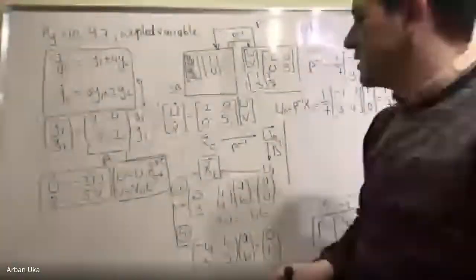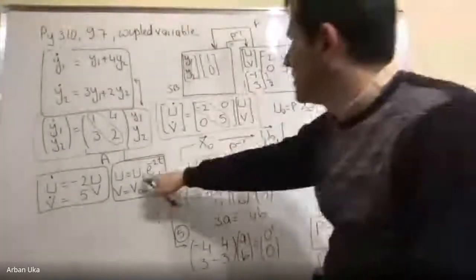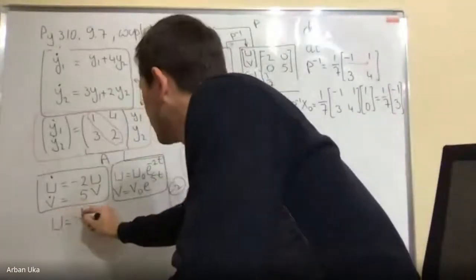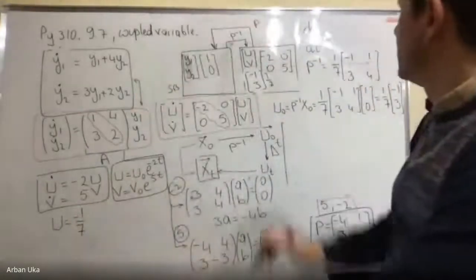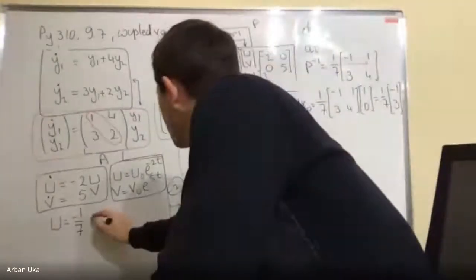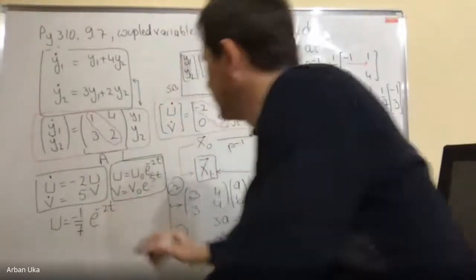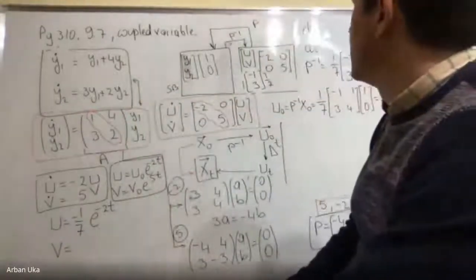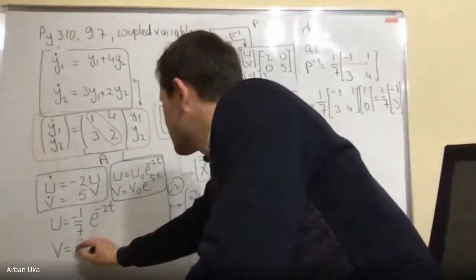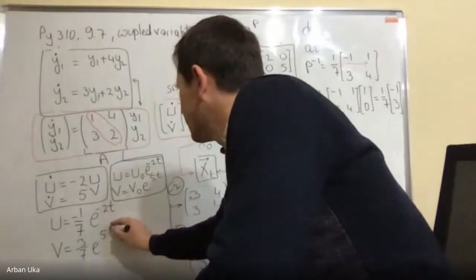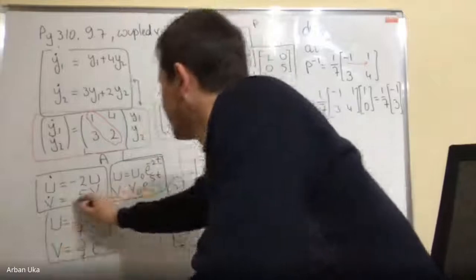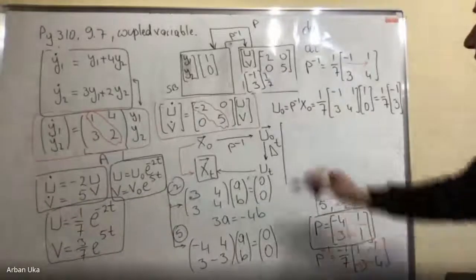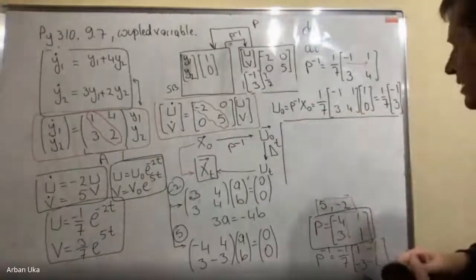The initial conditions here, actually, we will substitute, instead of U0, we'll substitute -1/7. So U here is equal to -1/7 times e to the power -2t, okay? And V as a variable is equal to 3/7 of e to the power 5t. So you see, we could easily solve this system in the new basis. Then, okay, so we didn't make any big mistake.